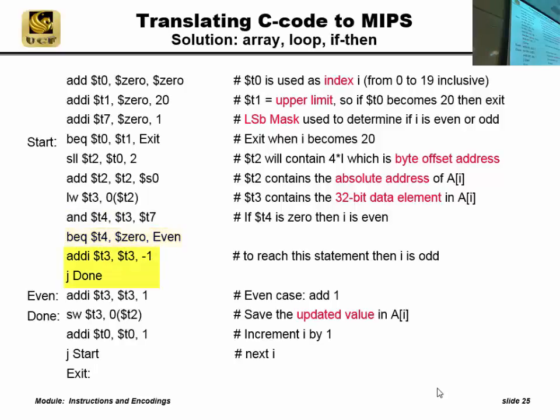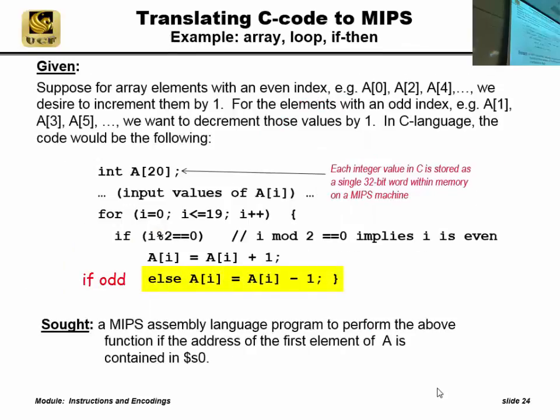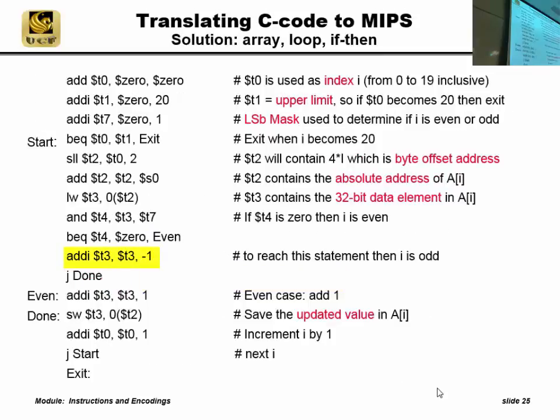If not, I don't take the branch. It means it must have been odd. According to semantics, what do we want to do? If it's odd, decrement by 1. So the value that I started with, T3, this is before the mask. See, before the mask was T3. So now this is the value before the mask. I subtract 1 from it.